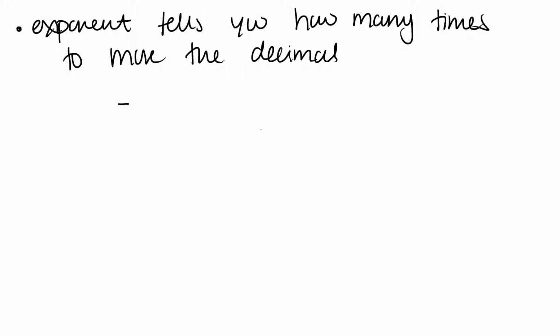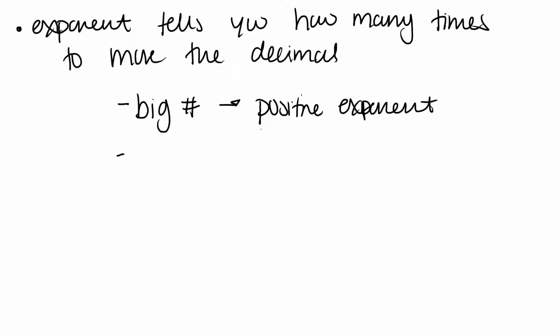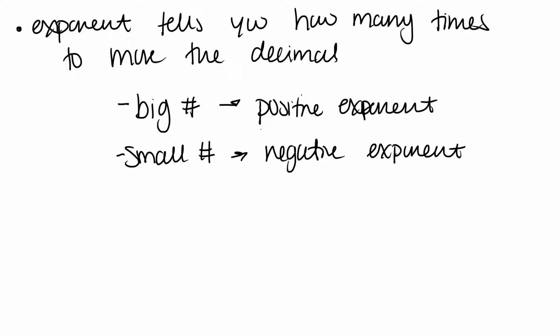Don't forget that a big number is represented by a positive exponent. And a small number is represented by a negative exponent. One little more piece of information, and it might not make sense just yet, but it will once we start doing some examples, is that we want to fill any blank spots with zeros.